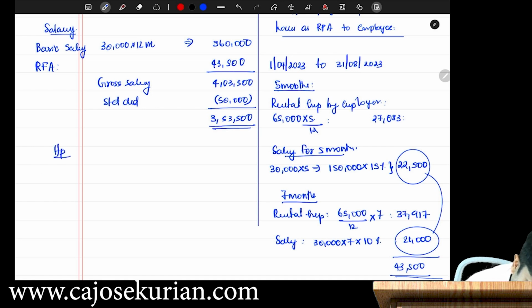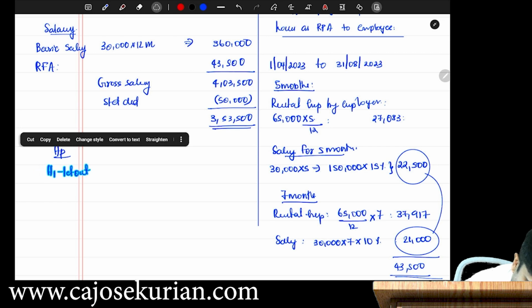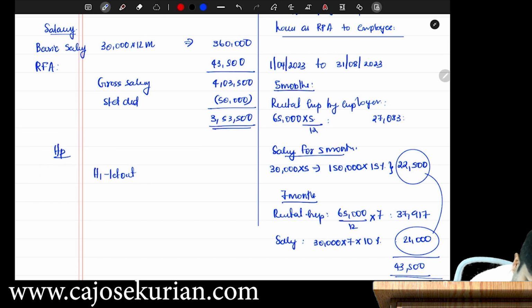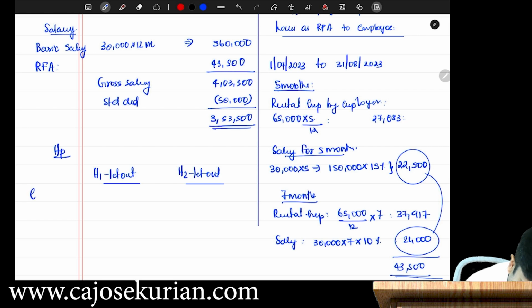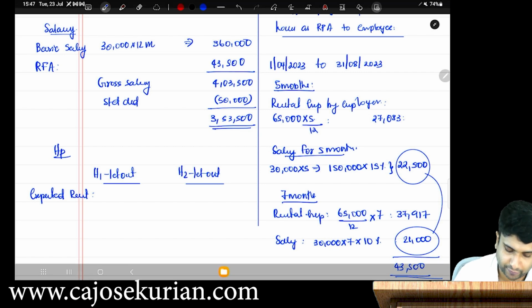Now, we will compute the house property income. We will take house 1. It is let out. And we have house 2 also. That is also let out. House 1 let out, house 2 also let out. So first of all, I am computing expected rent for house 1 and house 2. Let's compute the expected rent from the question itself.